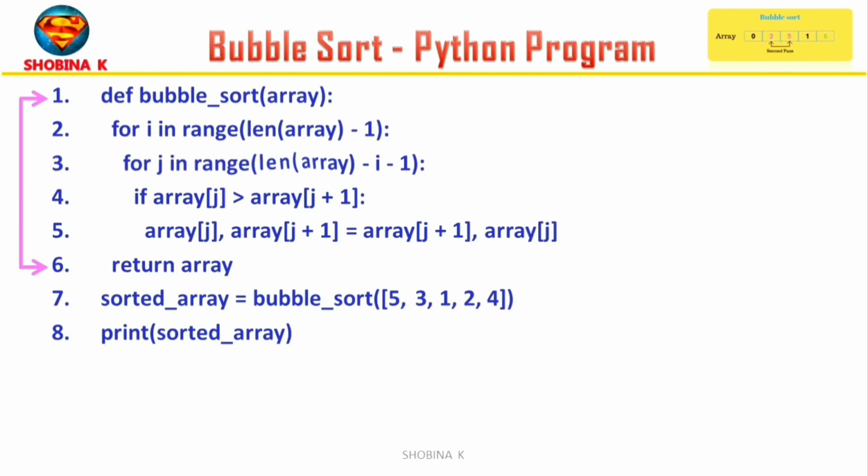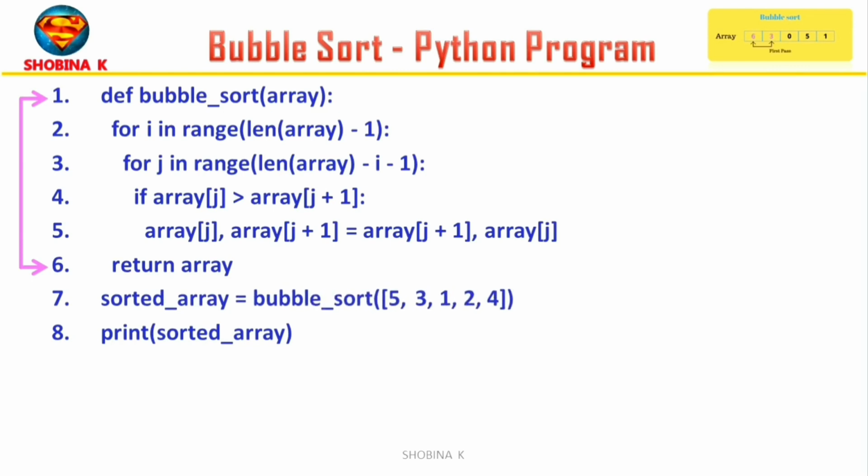And this line of code will compare the current element of the array with the next element. If the current element is greater than the next element, then two elements are swapped. And this line of code swaps the two elements if the current element is greater than the next element. And finally, this line will return the sorted array. And now we call the bubble sort function and we pass the array. The bubble sort function then sorts the array and returns the sorted array.